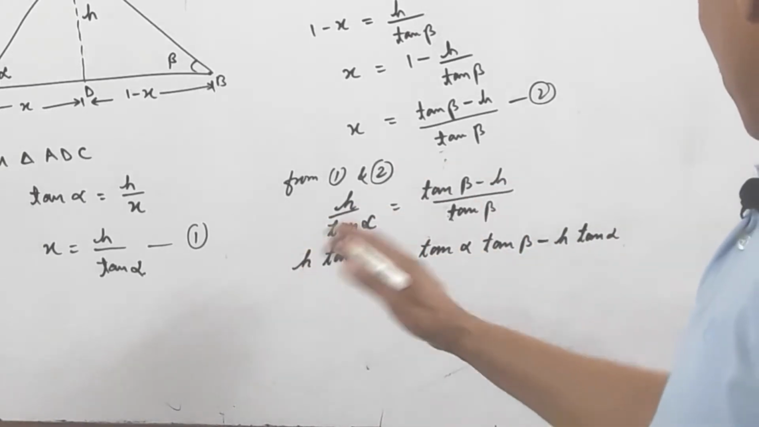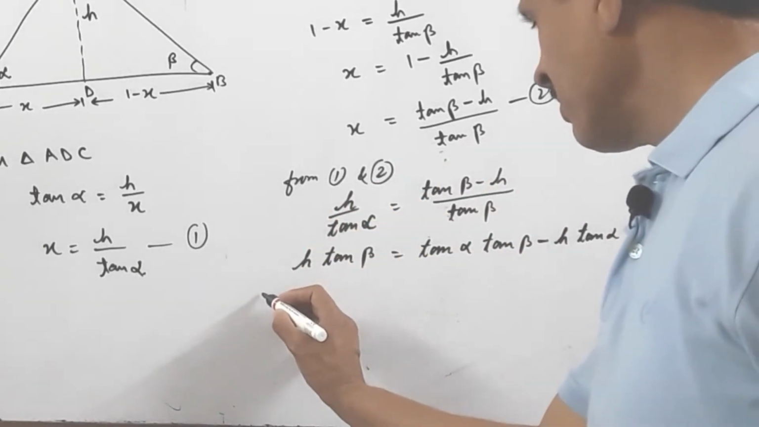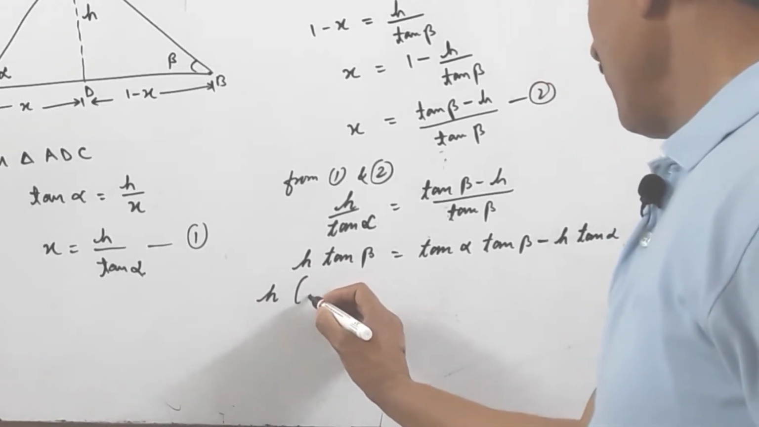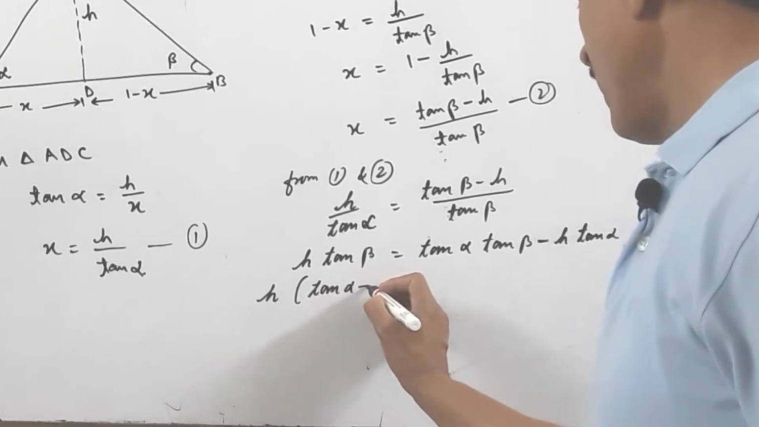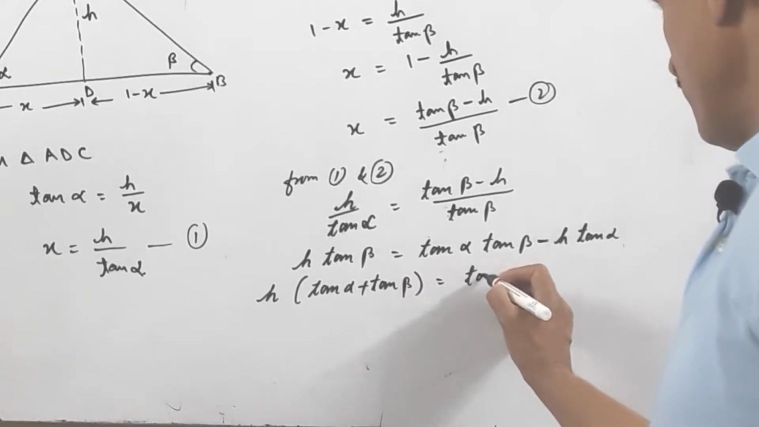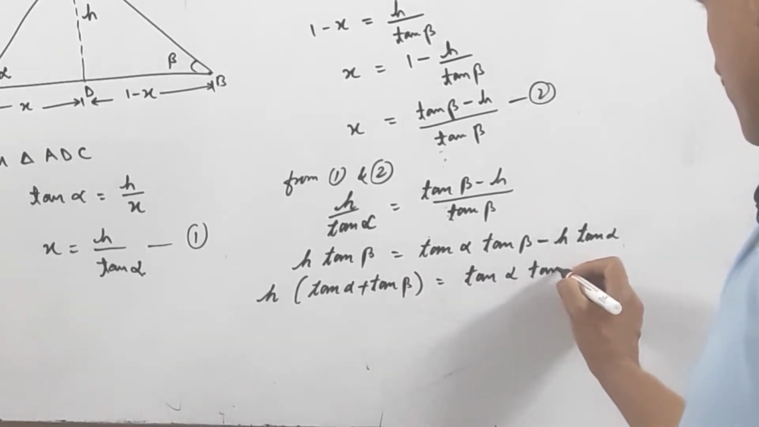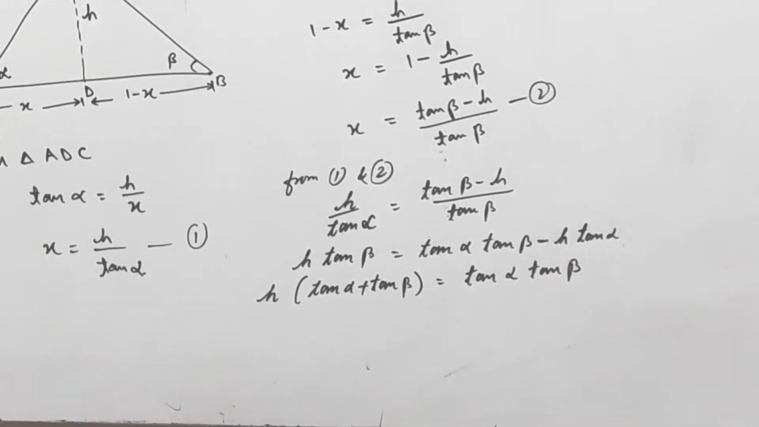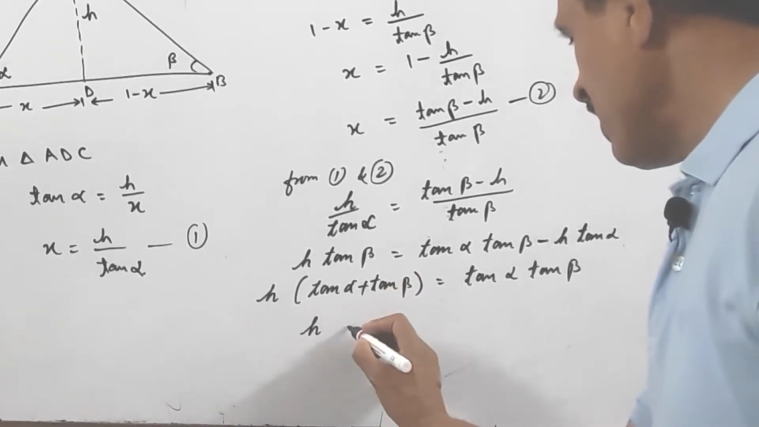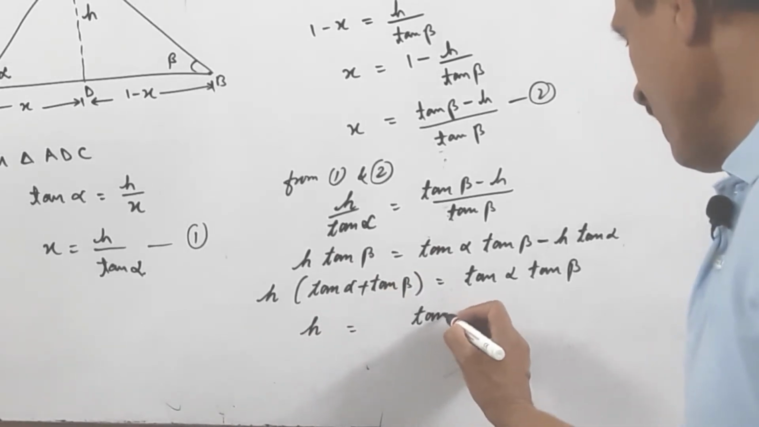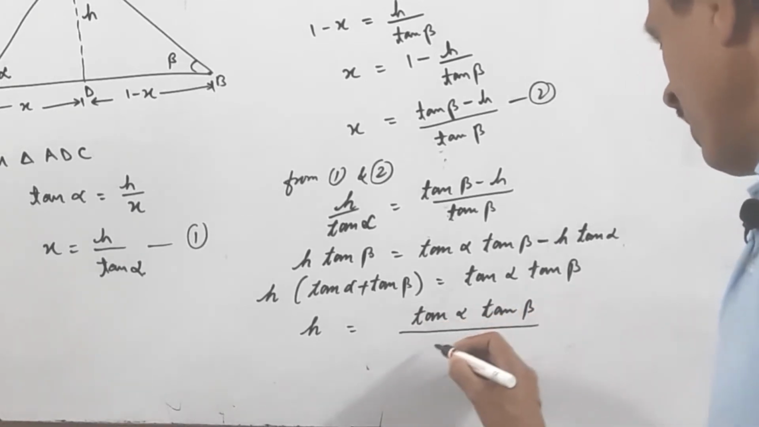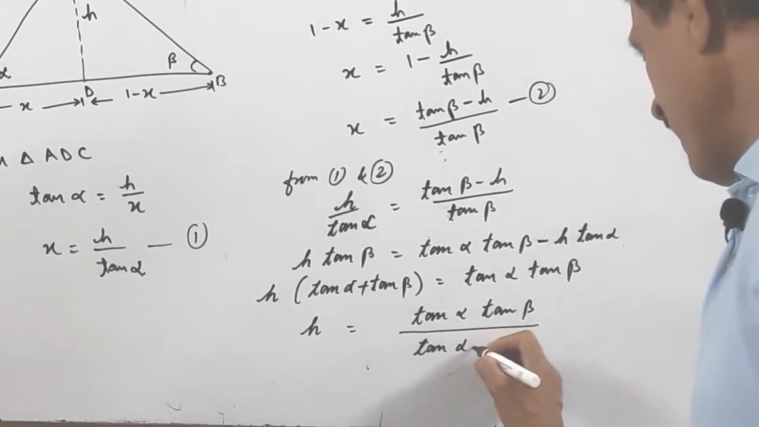Now transposing it on this side and taking h common. So h is taken common. h times tan alpha plus tan beta is equal to tan alpha tan beta, or h is equal to tan alpha tan beta upon tan alpha plus tan beta.